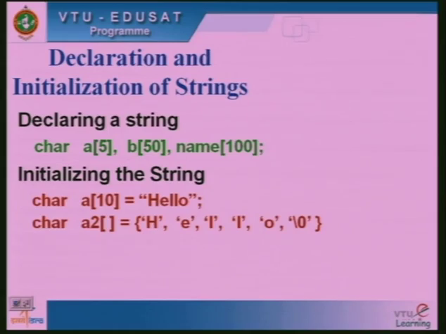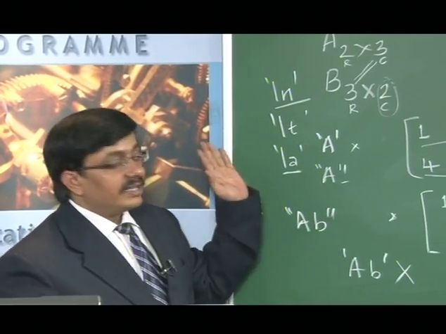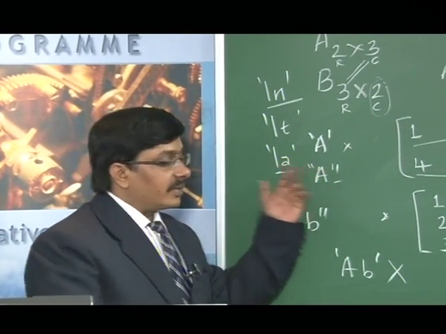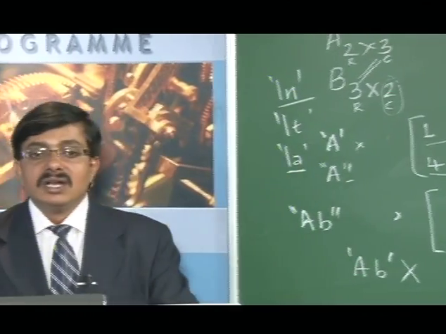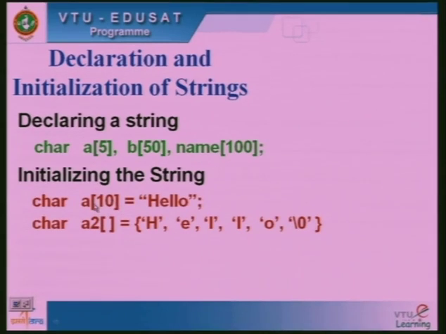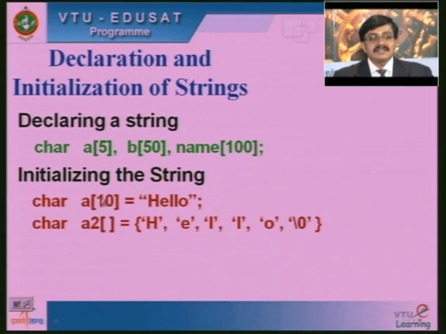So this is the difference between a single character constant and a string. A string must be enclosed within double quotes, a character must be enclosed within single quotes. Now here, a of 10 means a is an array of 10 characters, and within double quotes I am mentioning the letters to be stored in the string. That is HELLO. This is one way of initializing the string at the time of declaration. The first character is H, followed by E, then L, again L, and finally O.